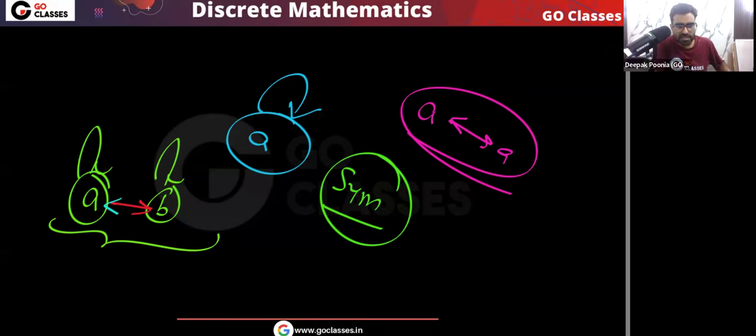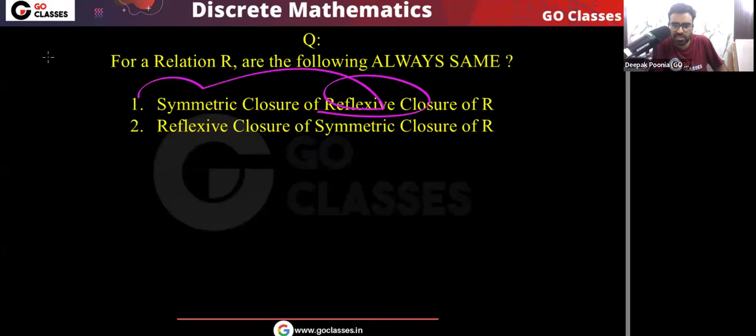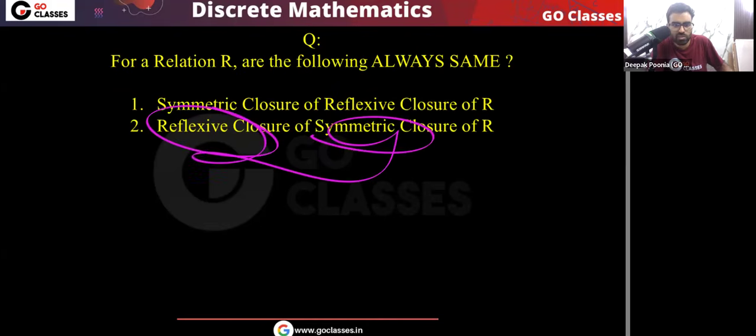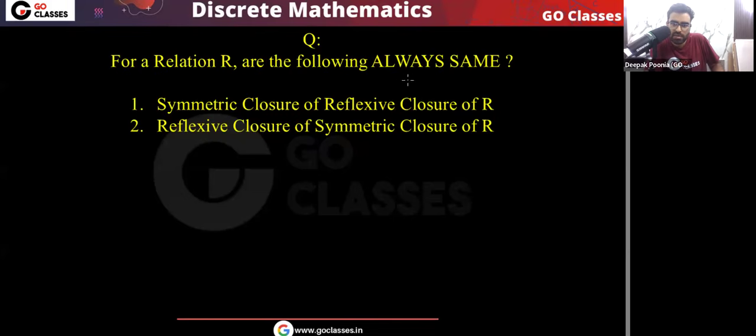So overall, symmetric closure does not disturb the self loop, and reflexive closure only puts the self loop. So symmetric closure does not disturb the self loop, and reflexive closure does not disturb the remaining edges. So they do not interfere with each other. Overall, you can do them in any order. First you can do reflexive closure, then symmetric closure, or first symmetric closure, then reflexive closure. The result will be the same. So, are the following always the same? The answer is yes.